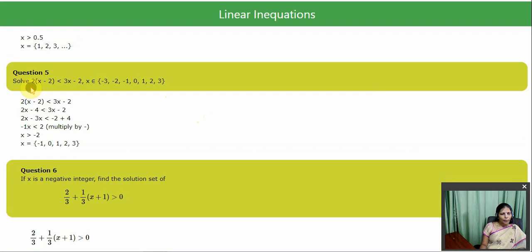Solve 2 into x minus 2 less than 3x minus 2 and x belongs to, they gave a set of numbers and we need to pick the solution from this set of numbers. So now we will come to the question. 2 into x minus 2 less than 3x minus 2. So now remove this bracket. So it is 2x minus 4 less than 3x minus 2.